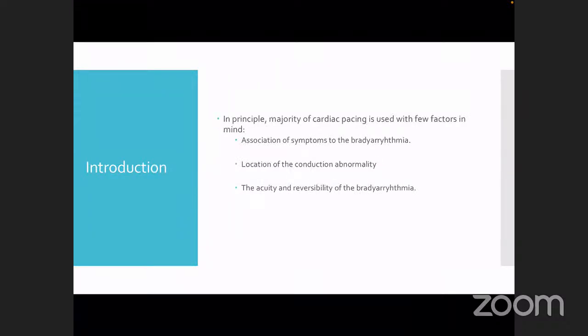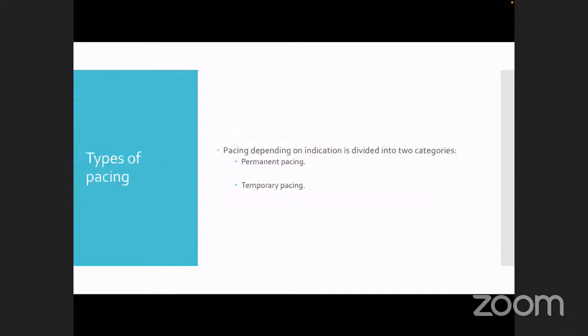Heart pacemaker use is governed by a few principles, whether that is temporary pacemaker or permanent pacemakers. You need to have symptoms with the bradyarrhythmia to consider putting a pacemaker. You need to know the location of the conduction abnormality, and obviously you need to know the acuity and reversibility of the bradyarrhythmia to determine which form of pacing you want to utilize. The pacing depends on the indication. It's divided into either permanent pacing or temporary pacing.